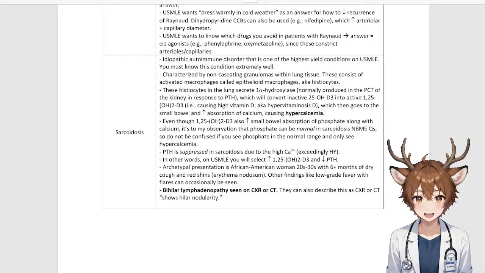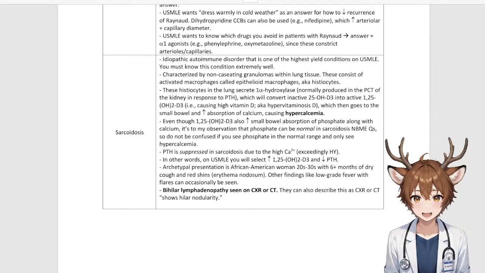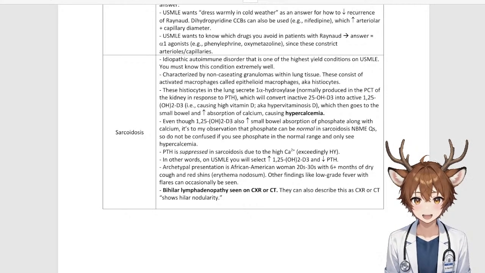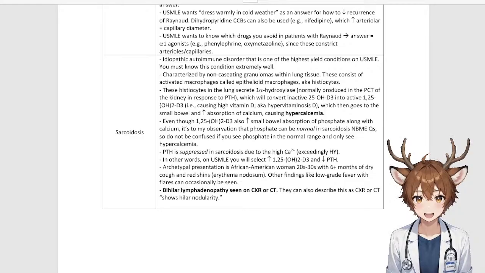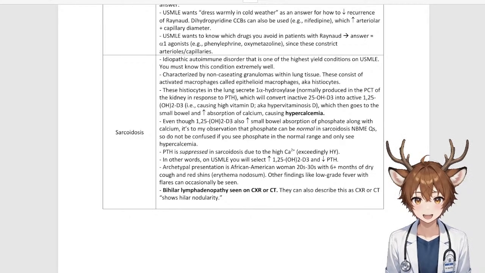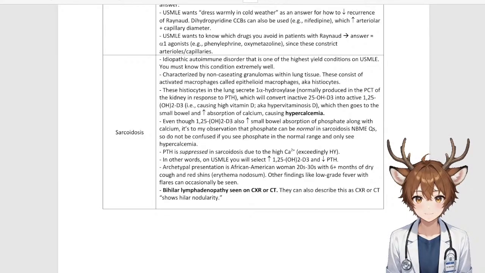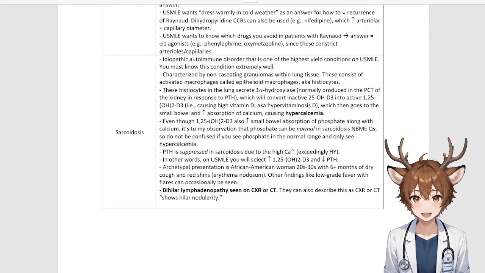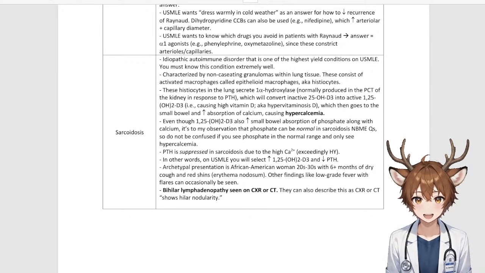What about sarcoidosis? Sarcoidosis, an idiopathic autoimmune disorder, is one of the highest yield conditions on USMLE. You must know this condition extremely well. Characterized by non-caseating granulomas within the lung tissue, these consist of activated macrophages called epithelioid macrophages, aka histiocytes.